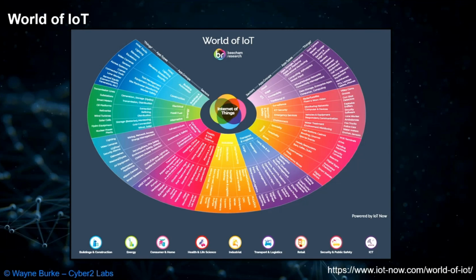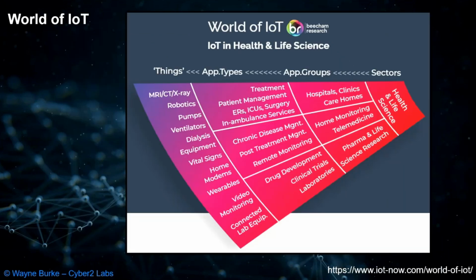This diagram is a look at the world of IoT, and you can see all of the different industries, from building and construction to energy to consumer and home electronics, health and life sciences, industrial, transport and logistics, retail shops, security and public safety, and ICT. So this is where we can see a huge array of this technology being used in many different industries.